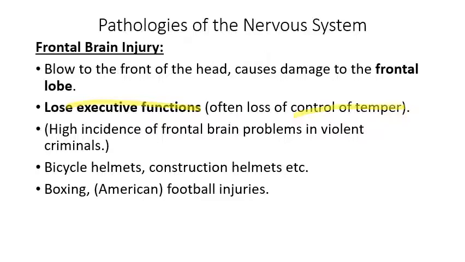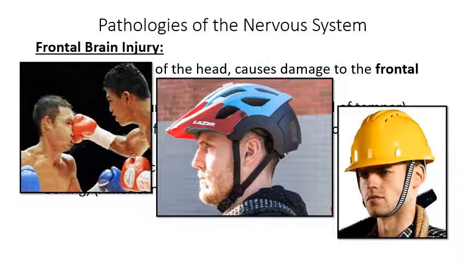Okay, that's one of the reasons why we wear bicycle helmets, and boxing is discouraged, and American football injuries can all cause damage to the frontal lobe. Right, so all of these things, in particular, boxing is particularly bad. It should be outlawed, not only because it's a barbaric sport, but because you're causing permanent damage to the brains of the athletes who participate in this sport.